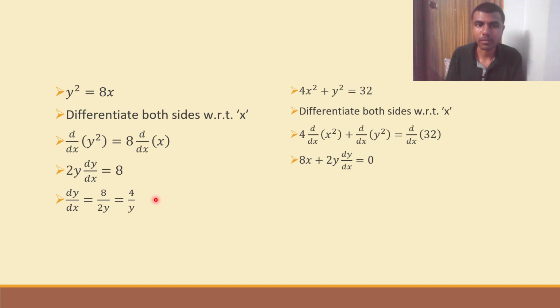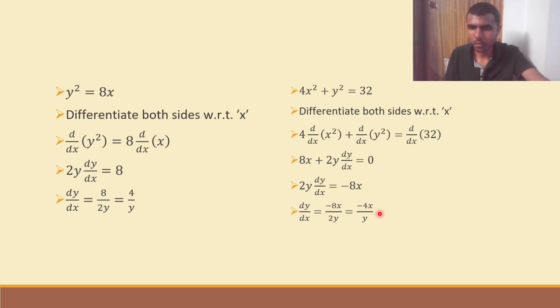So the derivative for the first curve is 4 by y. Now send this minus 8x to the RHS, so I get 2y dy by dx is minus 8x. So dy by dx is minus 8x by 2y. 2 1s are 2, 2 4s are 8, so minus 4x by y.